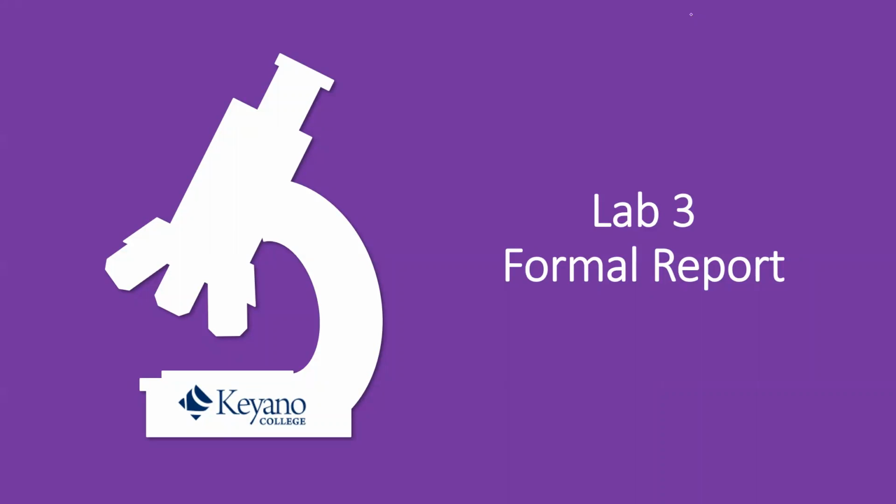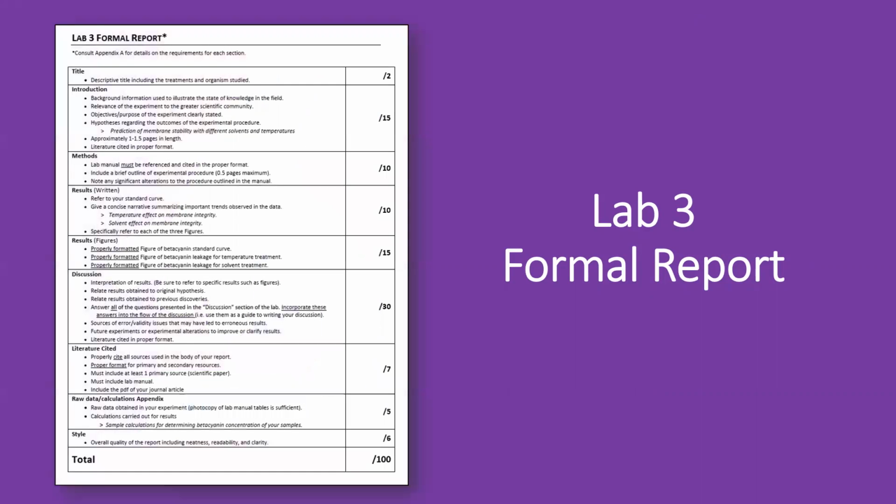Today, we're going to be talking about formal reports in Biology 107. At the end of Lab 3, you'll probably notice that you are being asked to write a formal lab report for this experiment, and it's worth 100 marks. This converts to approximately 12% of your final grade, so this is a significant part of your grade, and it's worth it to do well on this particular assignment.